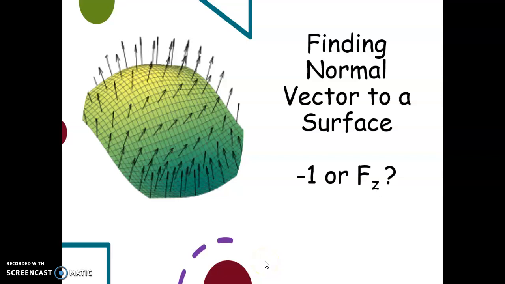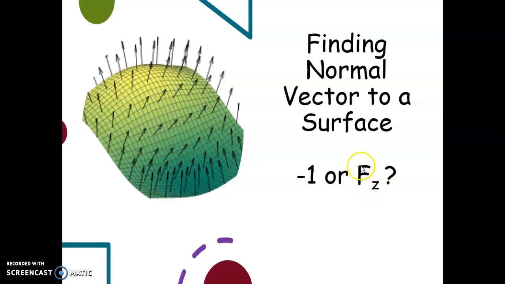We're talking about finding that normal vector to a surface. Some things happened in class, and there are some questions. I just need to clarify them. The big question is, for the z component of that normal vector, do I use a -1, or do I use the partial of f with respect to z? So which one do I use?